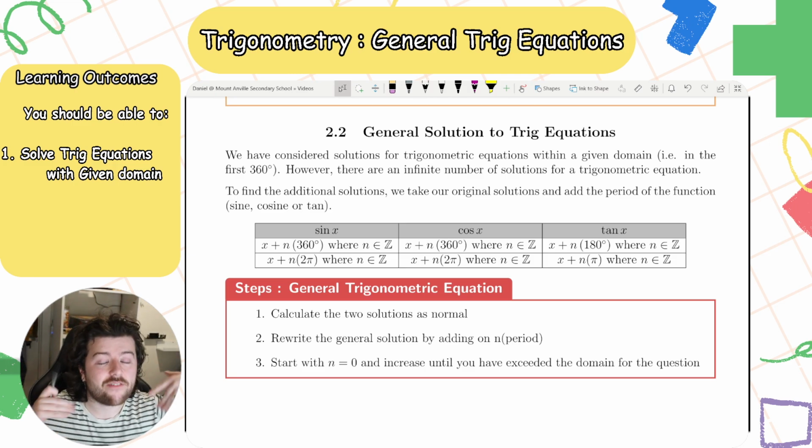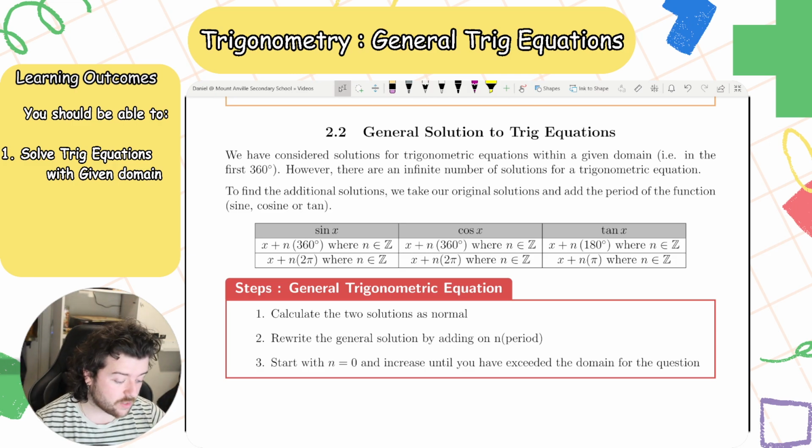I can keep adding 360, or my period, to a trig function, and I can keep doing that for as long as I want. So we need something called a general solution. To find additional solutions, we take our original solution and add the period of the function, sine, cosine, or tan. So we have, say, sine x here and cosine x. The general solution is just x plus n 360, where 360 is the period.